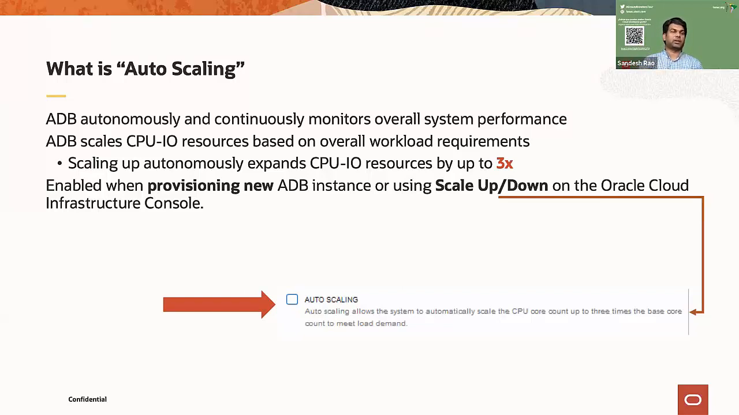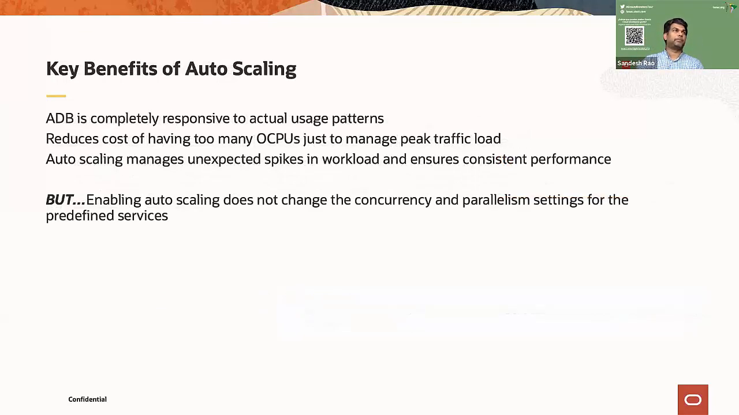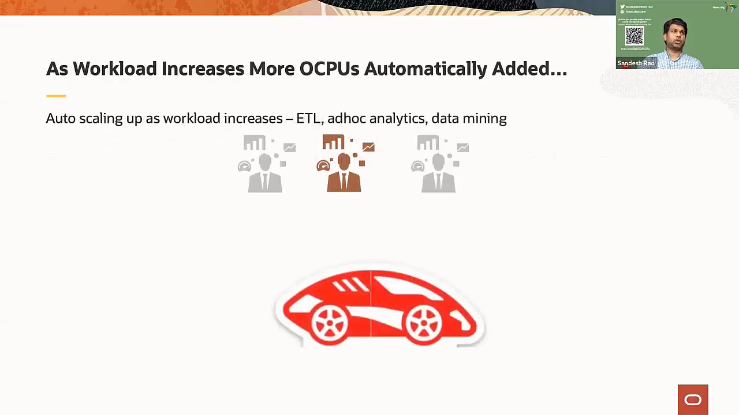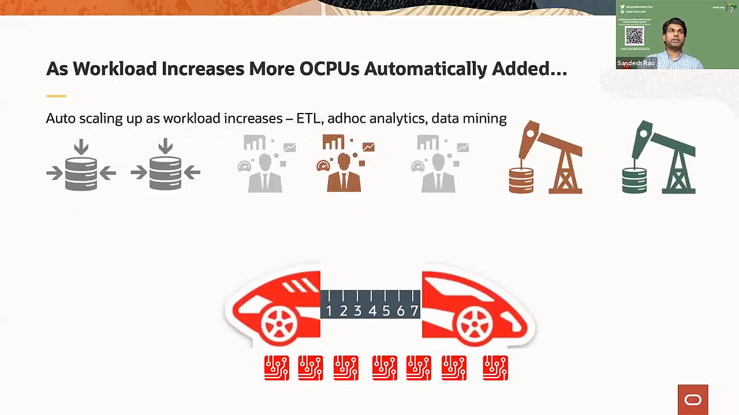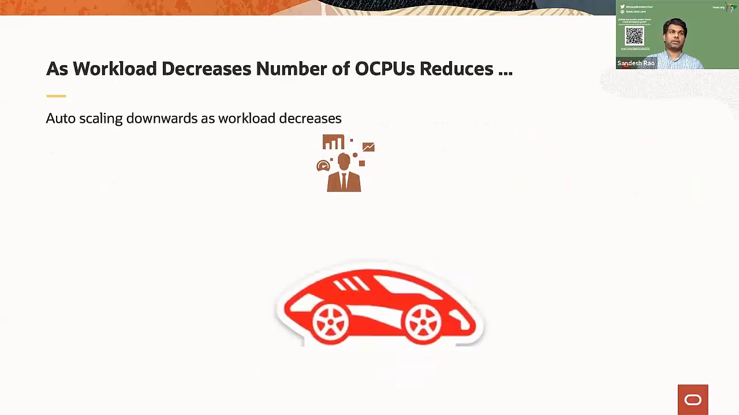It will think you can probably do things faster by allocating something in a burst fashion and scaling it up and down. So it's pretty cool. It's used to manage peak traffic loads. One thing that's important to remember is that it does not change the concurrency and the parallelism settings for the current services, okay? So even though you may be allocating more CPUs, it does not increase that. So you can increase and then you can decrease depending on how your workloads go.